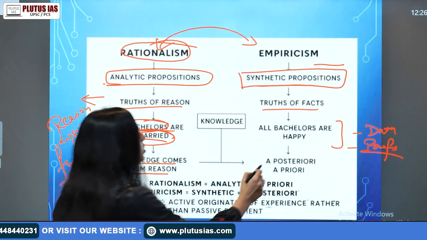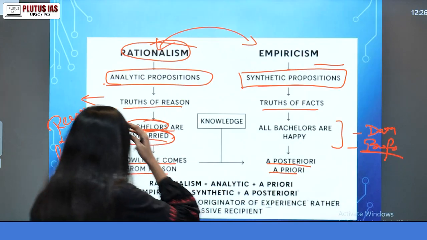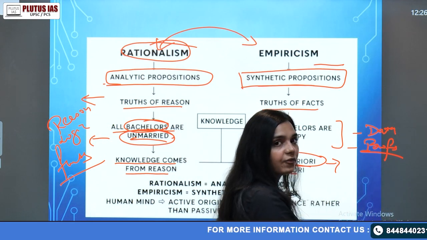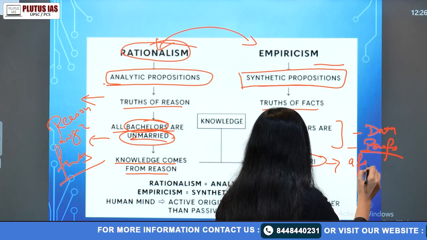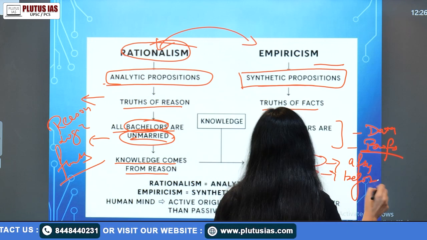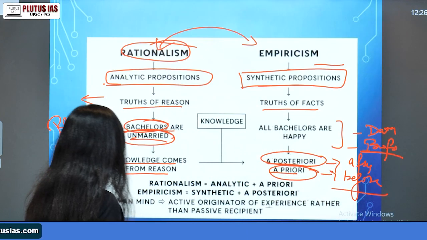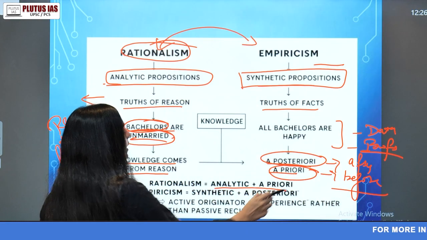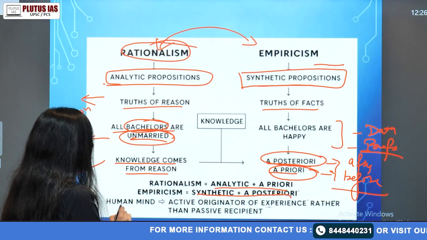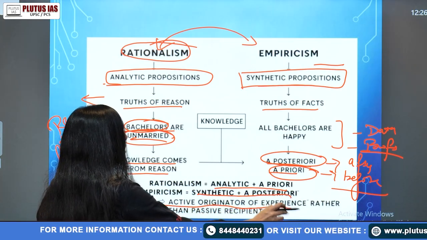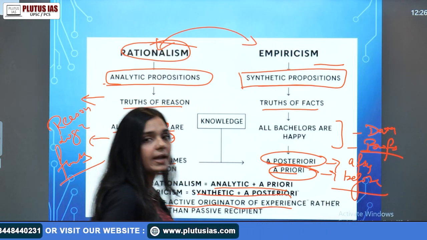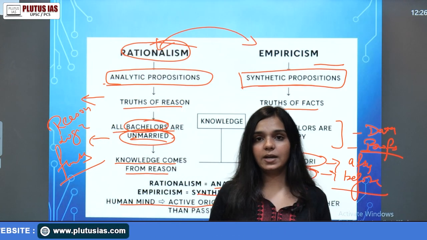So there is a posteriori and a priori. What is a posteriori? A posteriori is what is known later, right? After experience. And a priori is before. So rationalism is analytic and a priori, right? And empiricism is synthetic and a posteriori. And the human mind is an active originator of experience rather than a passive recipient, right? There are always changes that can be seen in the mind of a human being.